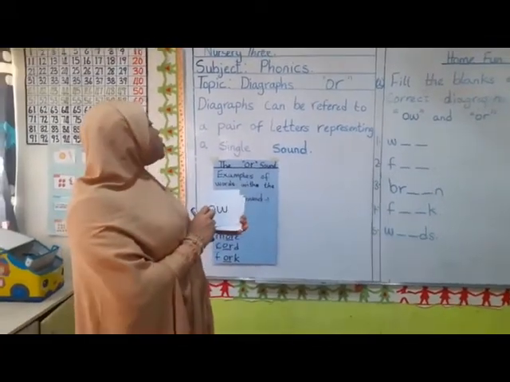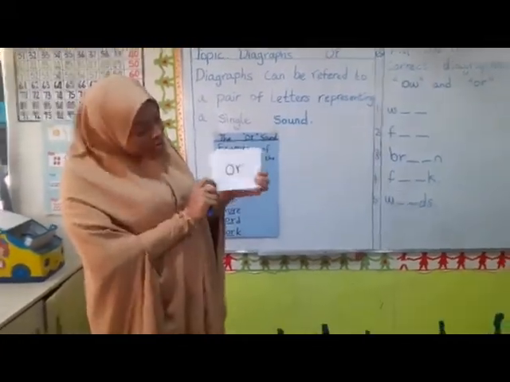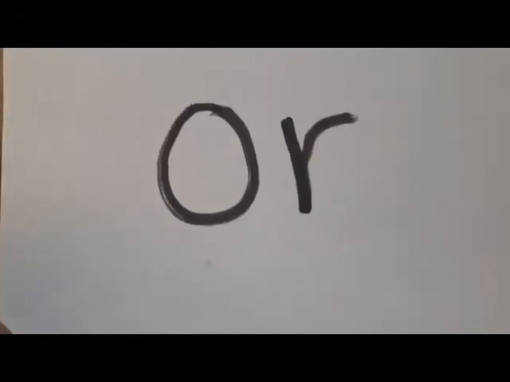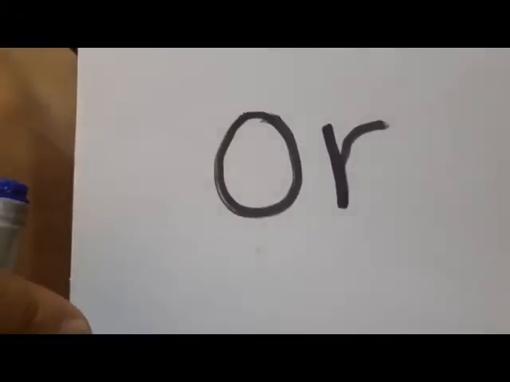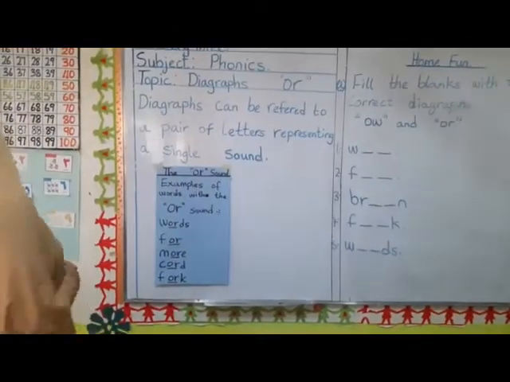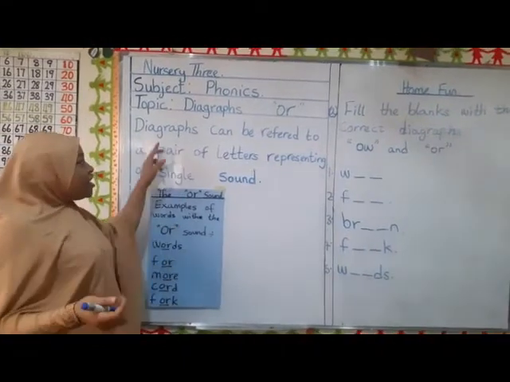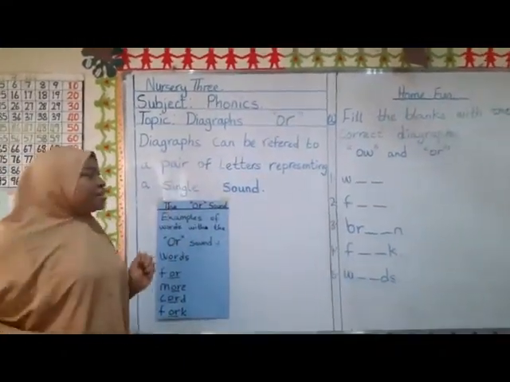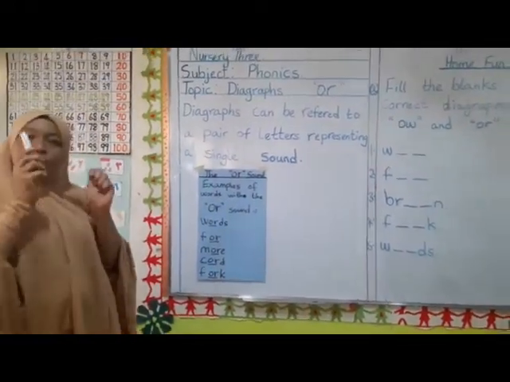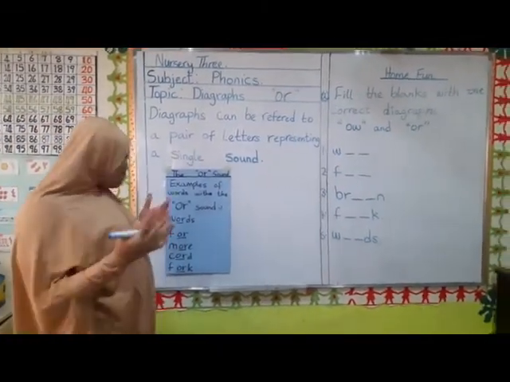So today we are going to be treating this sound. This is an interesting digraph as well, and it sounds R. Some of you will call it or, but the phonetic pronunciation of this sound is R. Let's move quickly to the board and see what we have. Like I said, a digraph can be referred to as a pair of letters representing a single sound. Two letters having one sound.